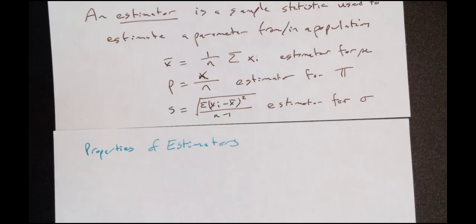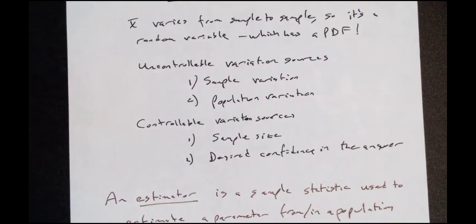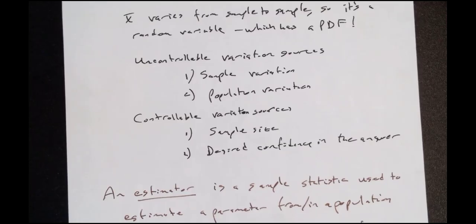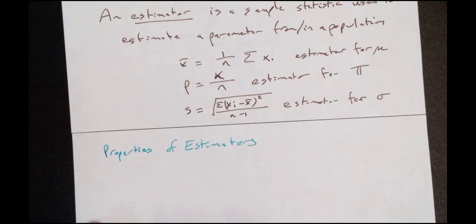But we talked earlier about expected value from a probability distribution, right? My X bar, my average, is a random variable. It's got a PDF. It should have an expected value.